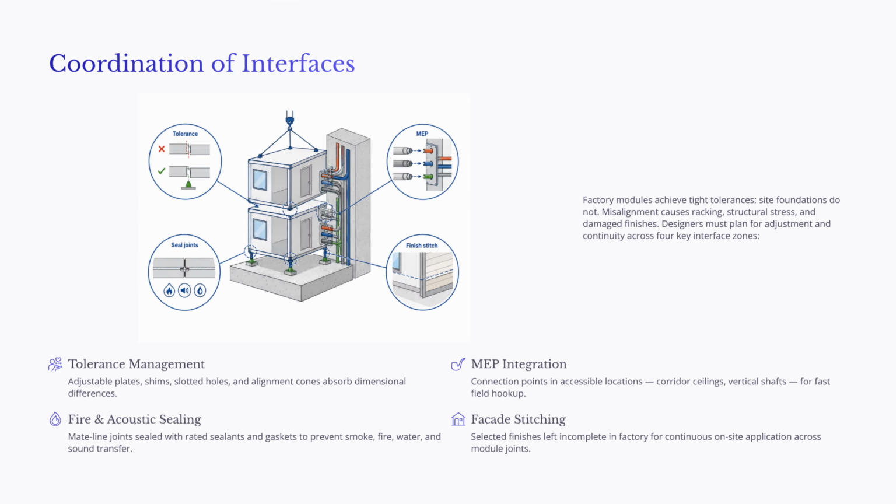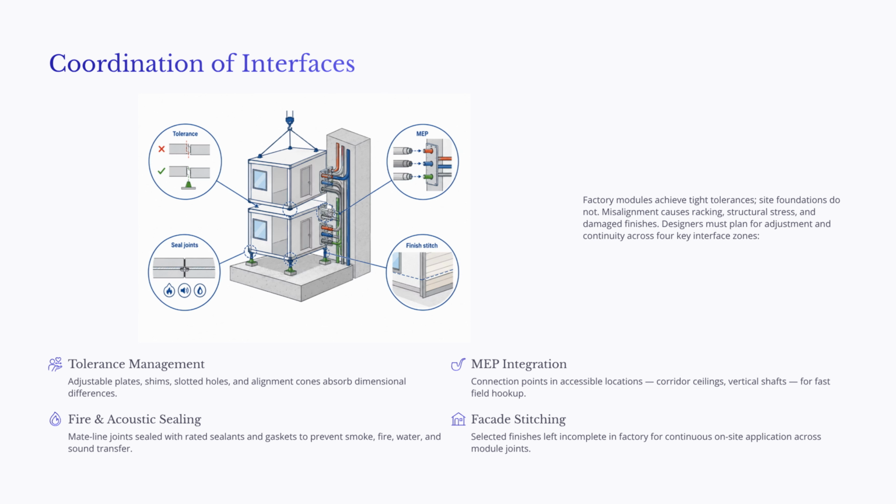The fourth major design practice is interface coordination. A modular building is assembled from large three-dimensional units. These units must connect accurately to the foundation, to adjacent modules, to the building envelope, and to shared MEP systems. The biggest technical challenge is tolerance management.